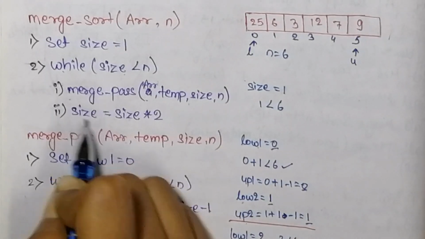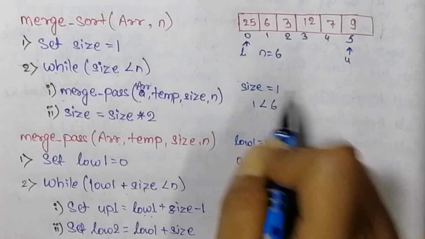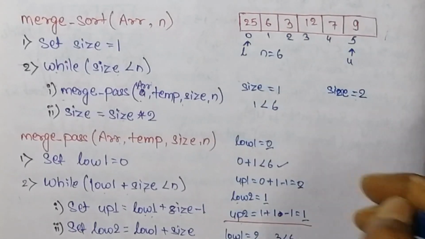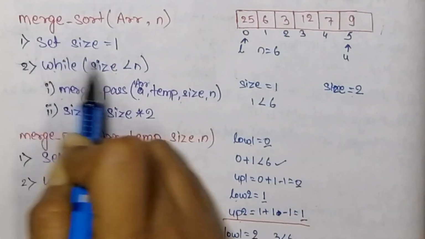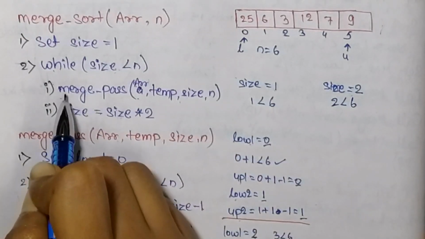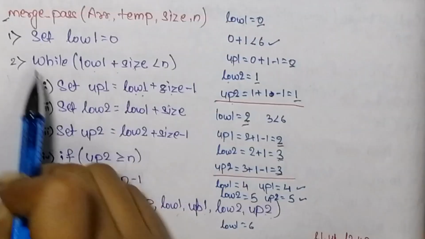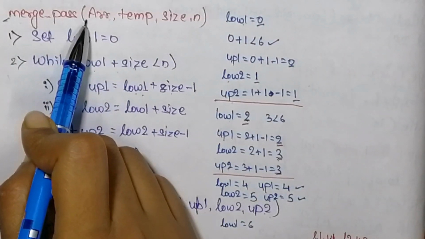So the control will come to this place, and we will set size equals size into 2. The value of size was 1, now it will be 2, right? And now again 2 is less than 6, yes. So we will again call this merge pass function, that is this function. So now let's again execute this function.